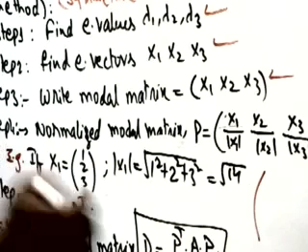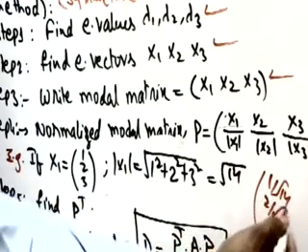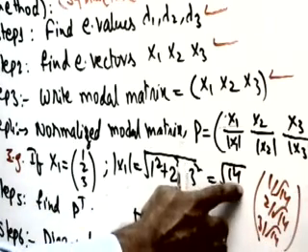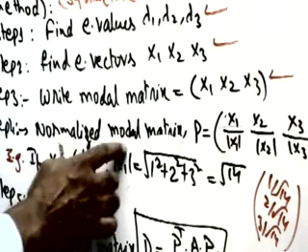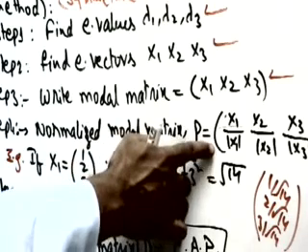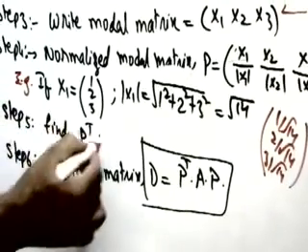So x1 by mod of x1 means 1 by root 14, 2 by root 14, 3 by root 14. We call this x1 by mod of x1. How do we write the normalized model matrix? We denote it by P equals x1 by mod of x1, x2 by mod of x2, x3 by mod of x3. We will see the details in the question.